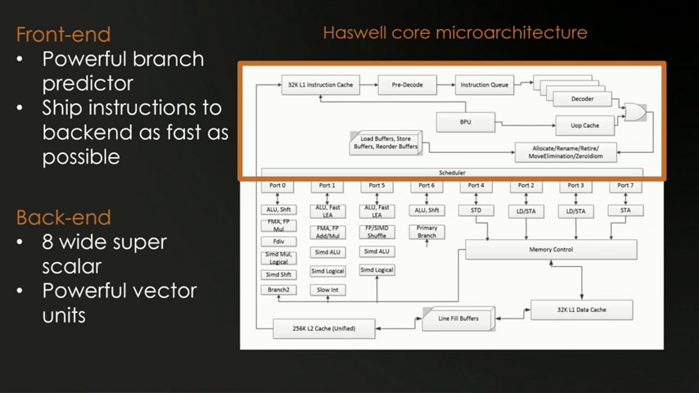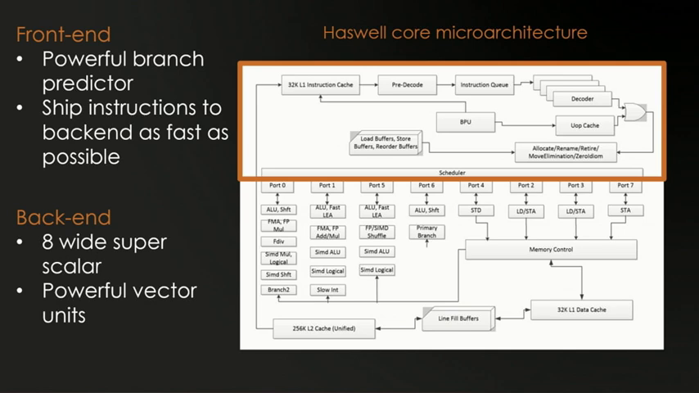On the upper side, we've got the CPU's front end. The way I think about the front end is its job is to ship instructions to the back end, the execution units, as fast as possible. Noticeably, the way that's really done is with powerful branch prediction. And we'll get into more of that later.